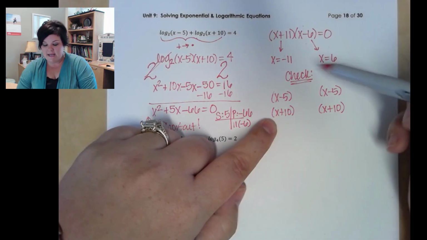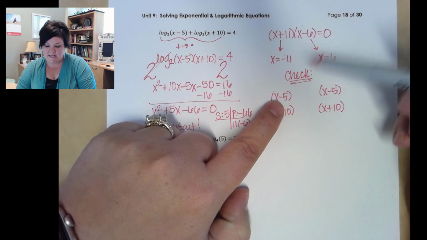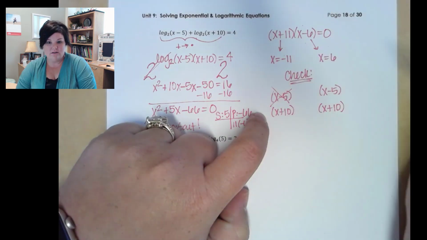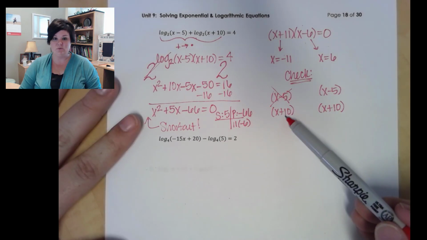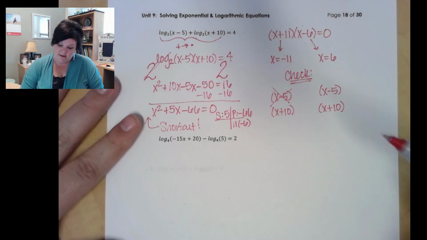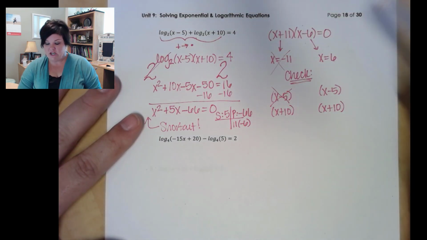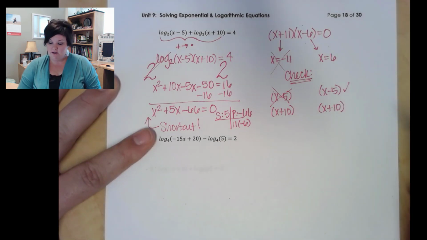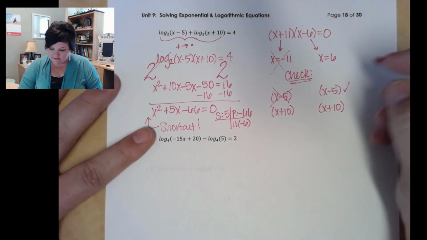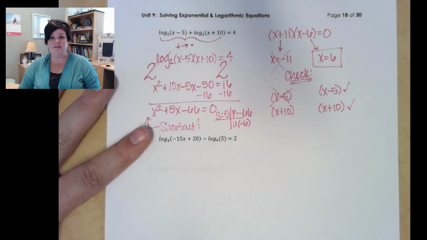So if I check negative 11, negative 11 minus 5 is negative 16. So that one does not work, right? Now here's the thing. If it doesn't work for one, it is not a solution. So I don't even have to plug it into this one to already be able to say that x equals negative 11 is not going to work. Okay, so then we check 6. 6 minus 5 is 1. That's positive. 6 plus 10 is 16. That's positive. So x equals 6 is the only solution that I get here.